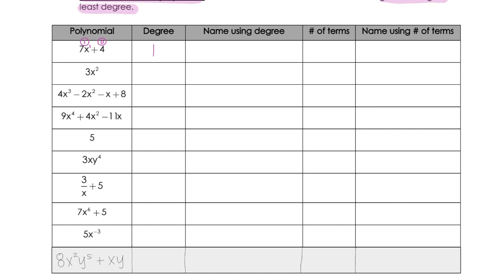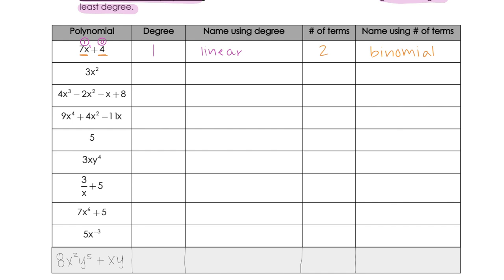The name using the degree, we call this a linear polynomial. And then for the number of terms, I see one term, two terms. So there are two terms. This would be a binomial, if you remember that from our vocab up above. So if I said, name this polynomial 7x plus 4, you would tell me it is a linear binomial.